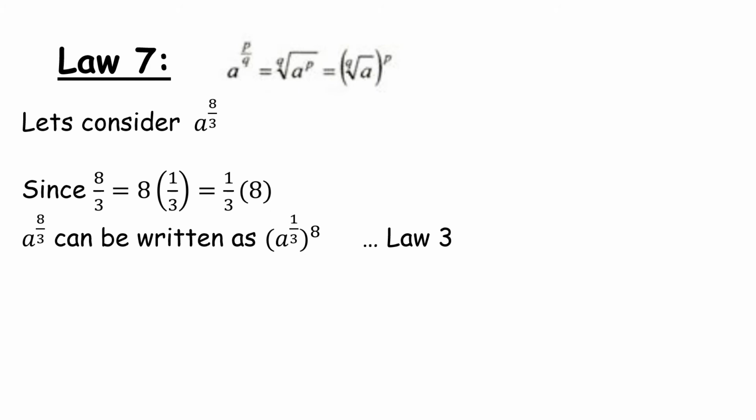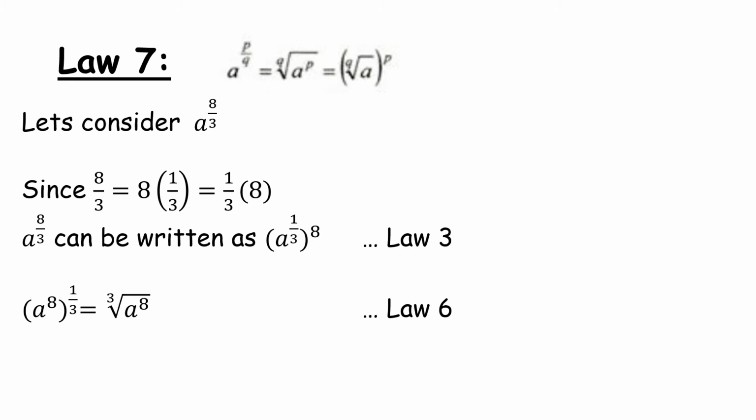So if I take a to the power of 8 over 3, it could be written as a to the power of a third to the power of 8, which is Law 3. Or alternatively, it could be written as a to the power of 8 to the power of a third. So let's take a to the power of 8 to the power of a third.